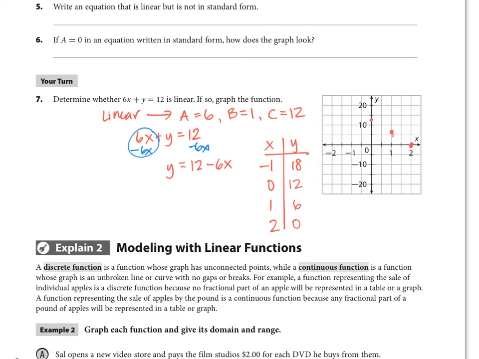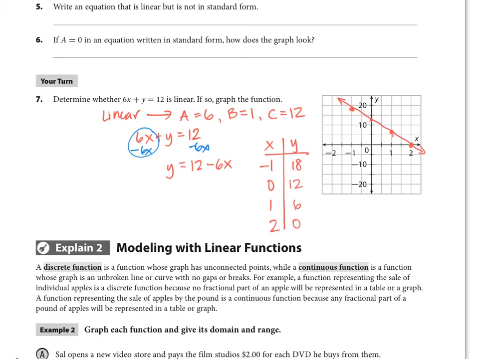And -1, 18, something like that. And there is my line, because I claim this is linear, so it should lie in a straight line. If you say it's linear, you're pretty sure it's linear, and then it doesn't turn out to be a straight line, then you need to go back and rethink. Is it really linear, or did I make a mistake when I was doing my inputs?